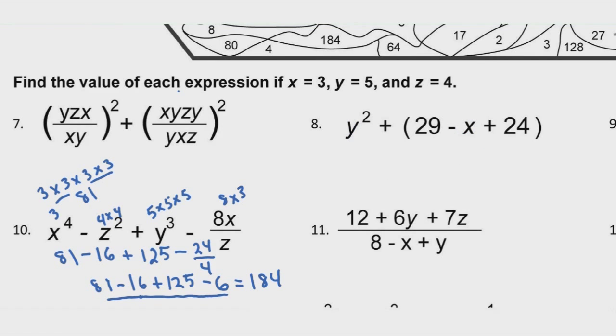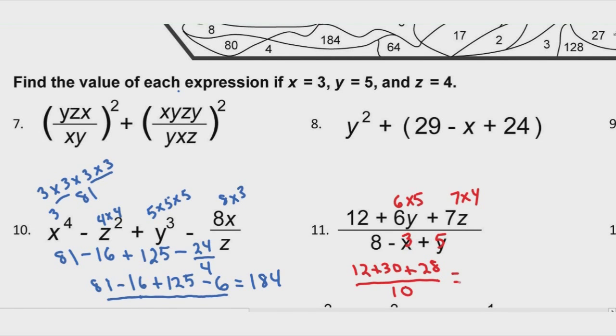On problem 11, we have 6y, and y is going to be 5. So this is going to be 6 times 5. You have 7z. This is going to be 7 times 4. You have an x down here. X is going to be 3. And you have a y, and y is going to be 5. So if we put all this together, we end up with 12 plus 30 plus 28. And this is all going to be over 8 minus 3, which is 5, plus 5 is 10.